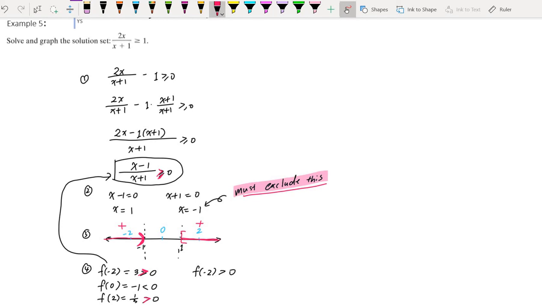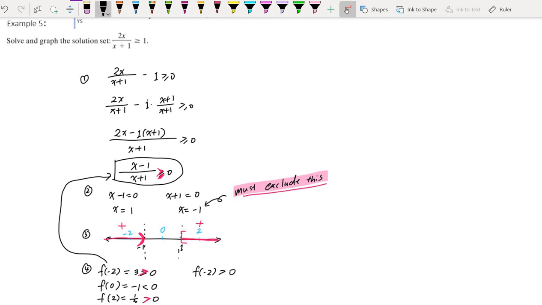The reason why we have a bracket is because we're looking for greater or equal than. That's the reason why we have a bracket. But because x equals -1 comes from the denominator, that's why we must exclude that. So give me a parenthesis.